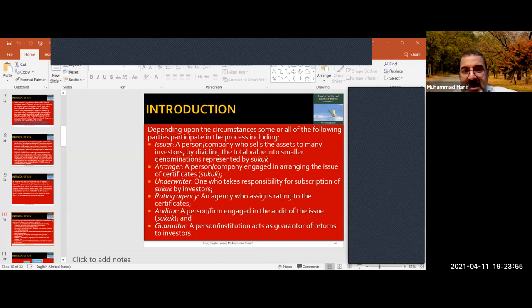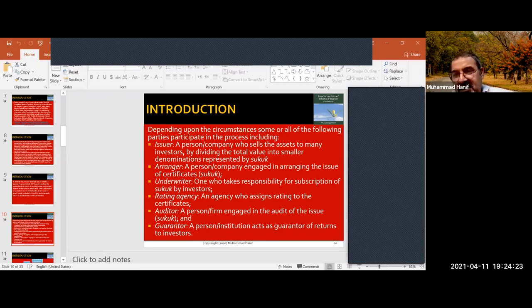Arranger: a person or company engaged in arranging the issue of the certificate. Underwriter: one who takes responsibility for subscription of Sukuk by investors. As we discussed earlier, underwriting means you are giving a guarantee. If the public is not subscribing, you will subscribe to the whole issue. So that is the underwriter.